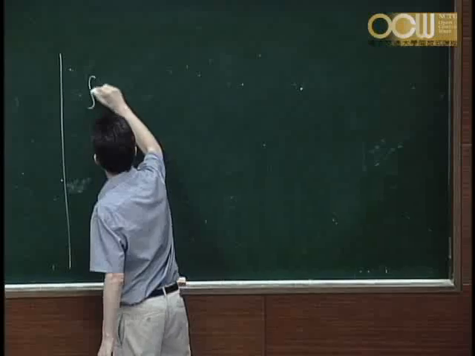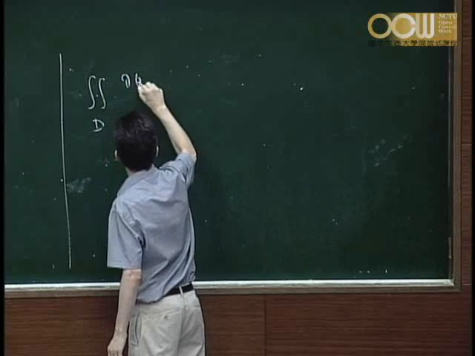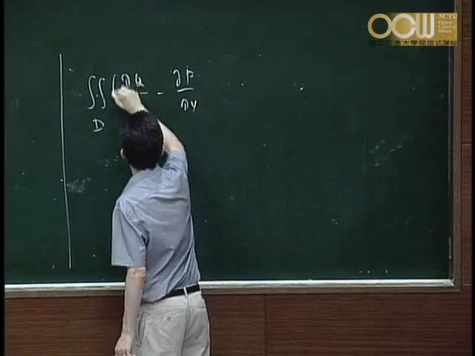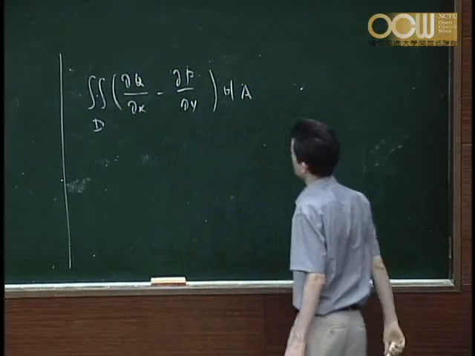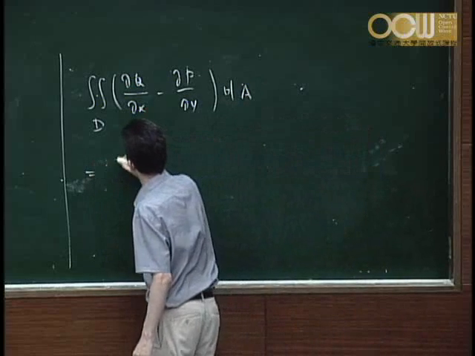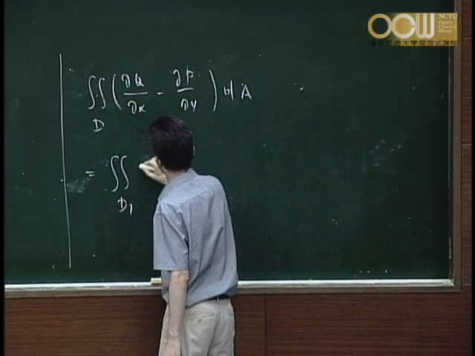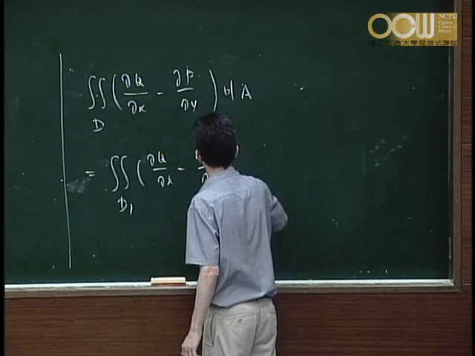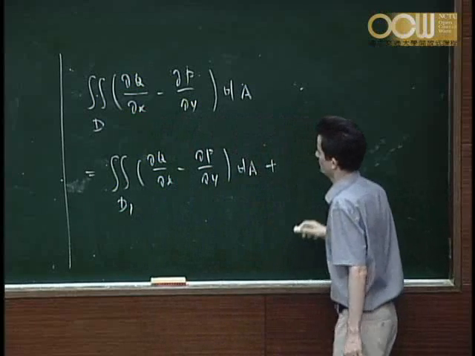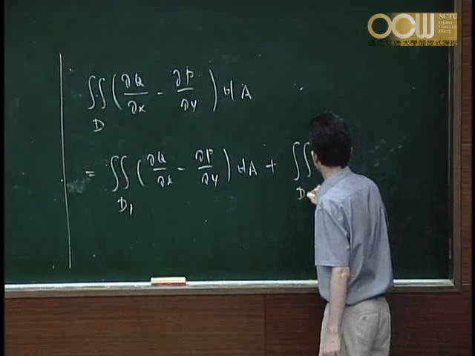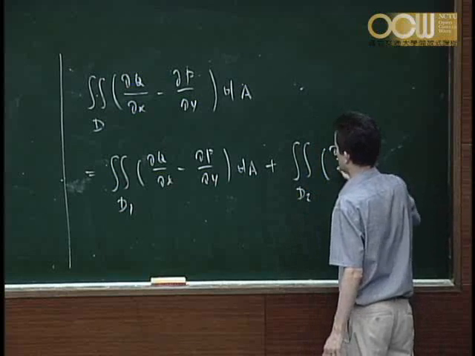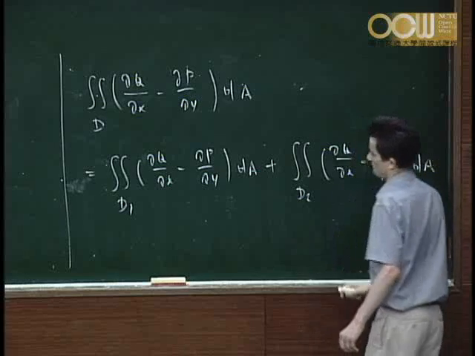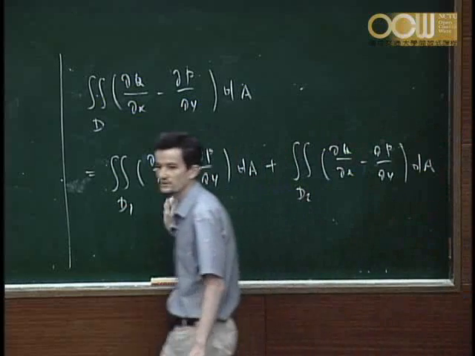So if you look at the double integral over D of the partial derivative of Q with respect to x minus the partial derivative of P with respect to y dA, because of the properties of the double integral, you can write this as the double integral over D1, plus the double integral over D2. And now for both parts, you can apply Green's theorem.